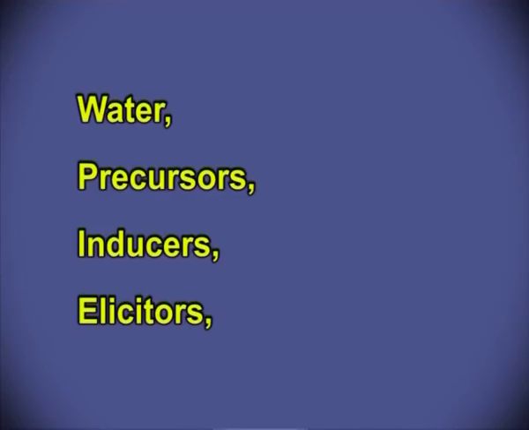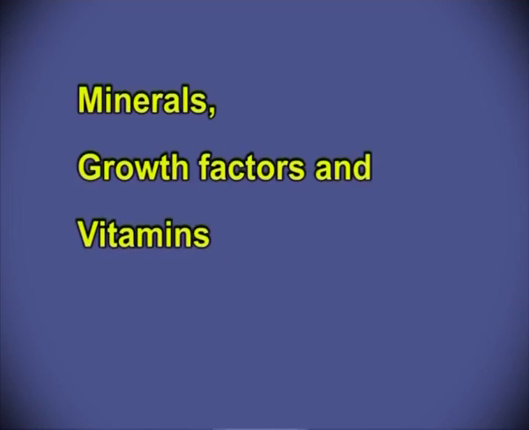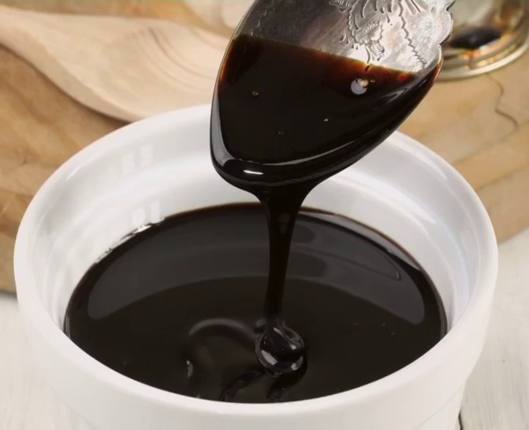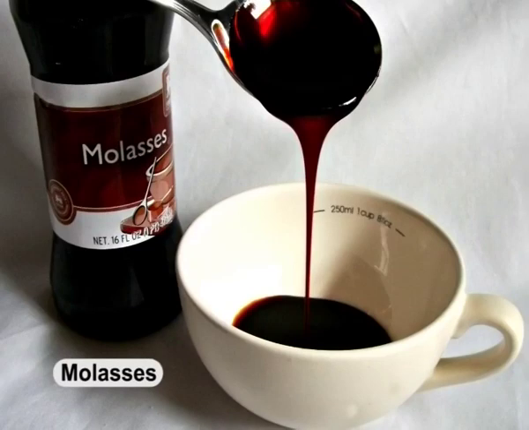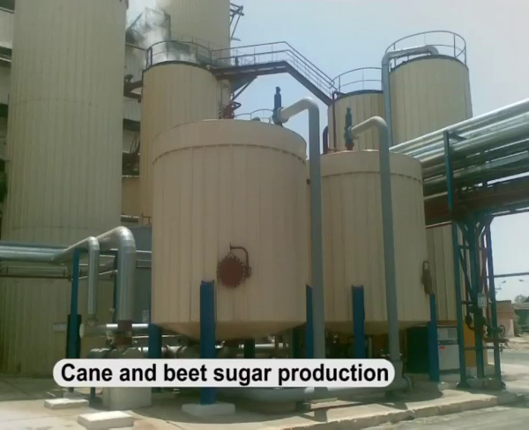treatment. A typical fermentation media should contain carbon and nitrogen sources, water, precursors, inducers, elicitors, minerals, growth factors and vitamins. Commonly used media are as follows: molasses. Pure glucose and sucrose are rarely used for industrial scale fermentation, primarily due to cost. Molasses, a byproduct of cane and beet sugar production, is a cheaper and more usual source of sucrose.